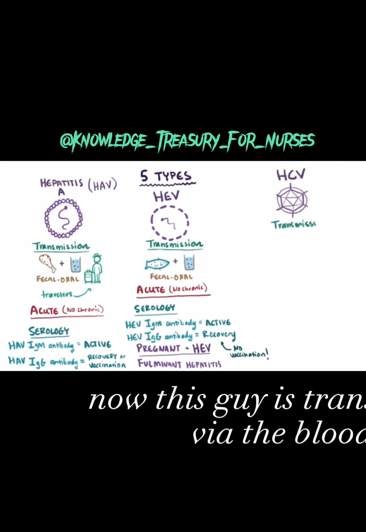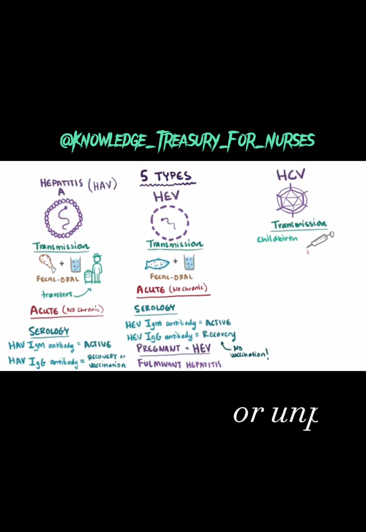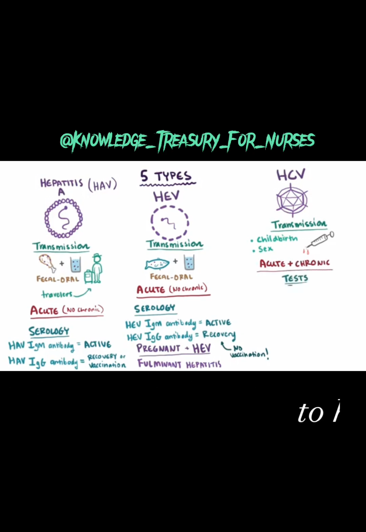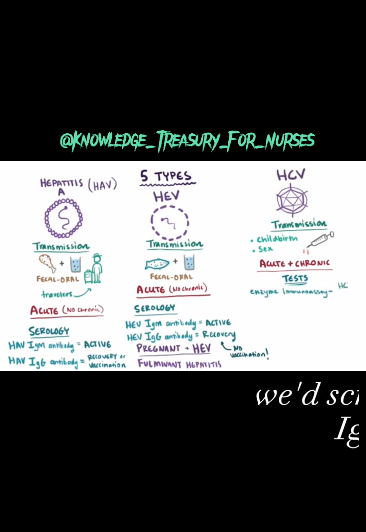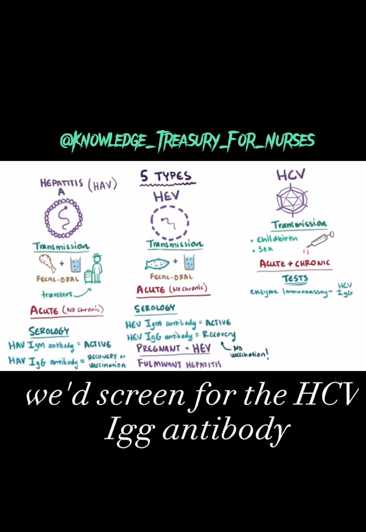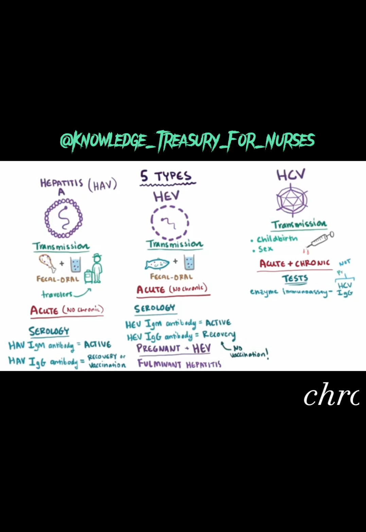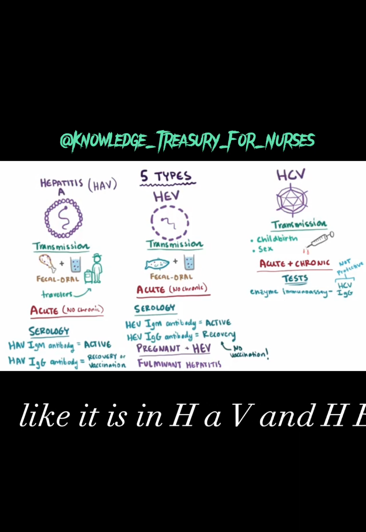Now this guy is transmitted via the blood, so it could be from childbirth, intravenous drug abuse, or unprotected sex. HCV usually does move on to chronic hepatitis, and there are a couple of tests that we use to help diagnose HCV. One way is by enzyme immunoassay. In this case, we'd screen for the HCV IgG antibody. If present, it doesn't necessarily confirm acute, chronic, or even resolved infection, because it isn't regarded as a protective antibody, like it is in HAV and HEV.